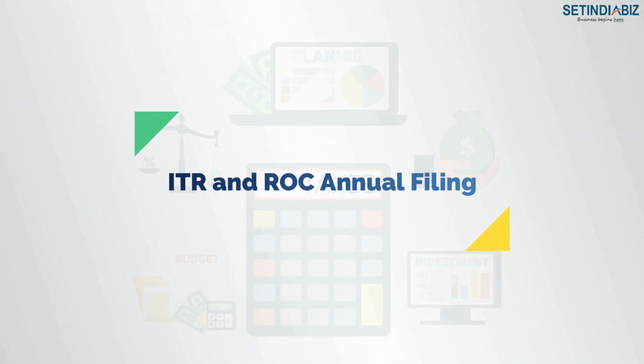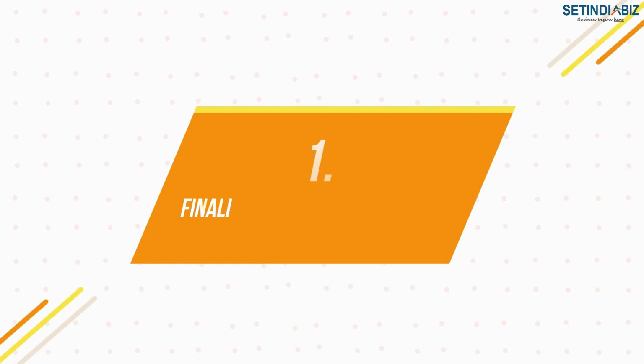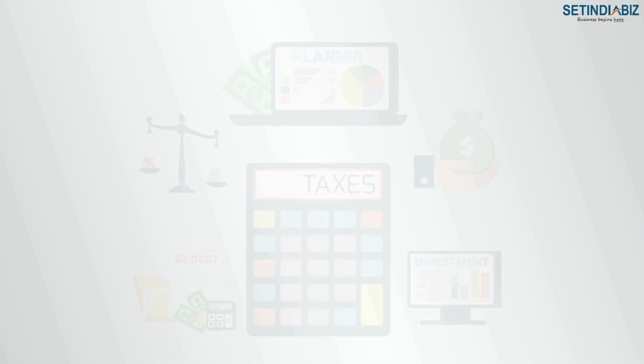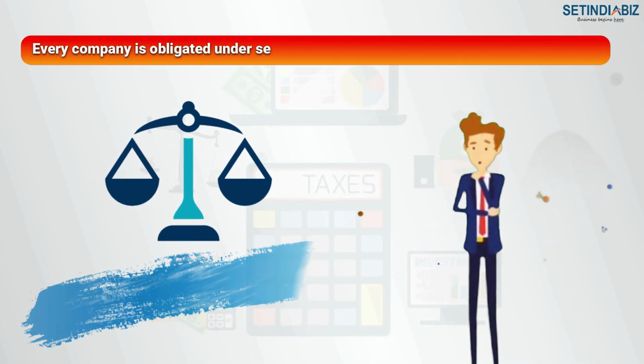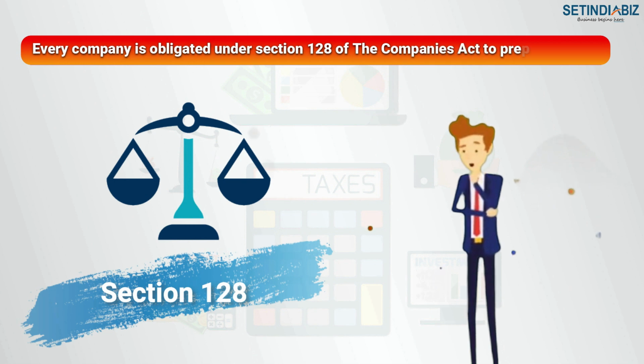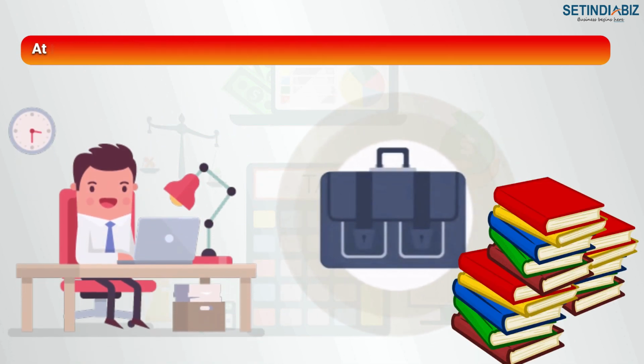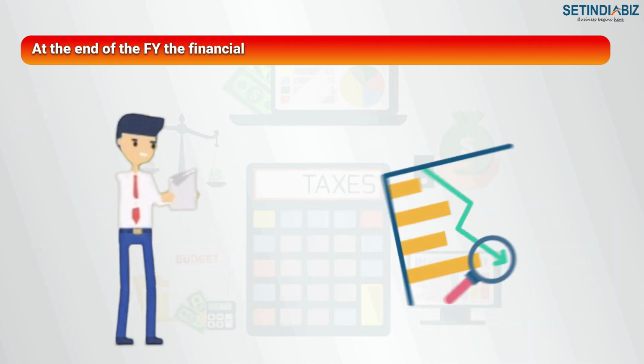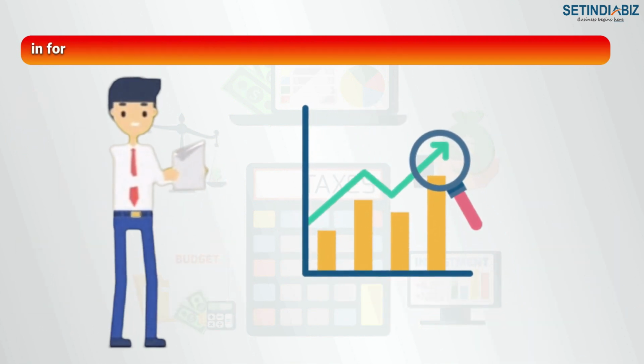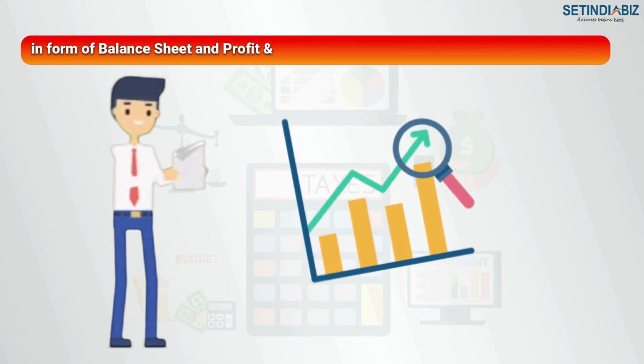ITR and ROC annual filing, follow below steps in systematic order. 1. Finalize your books of account. Every company is obligated under Section 128 of the Companies Act to prepare and keep at its registered office proper books of account. At the end of the financial year, the financial statement is prepared in form of balance sheet and profit and loss account.